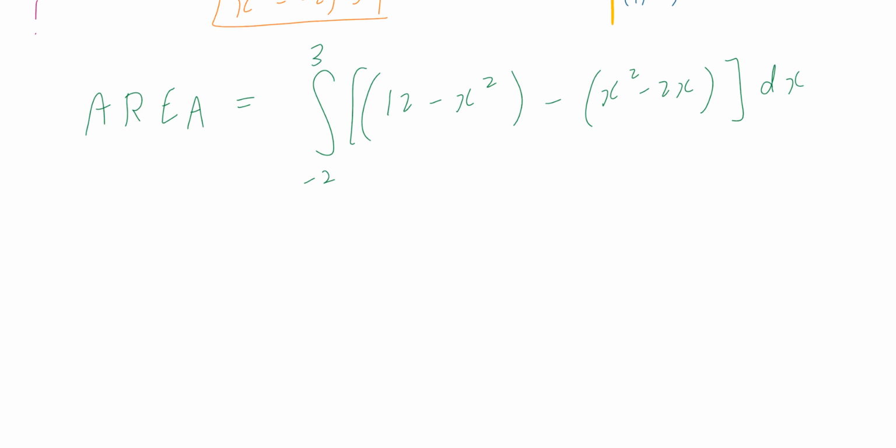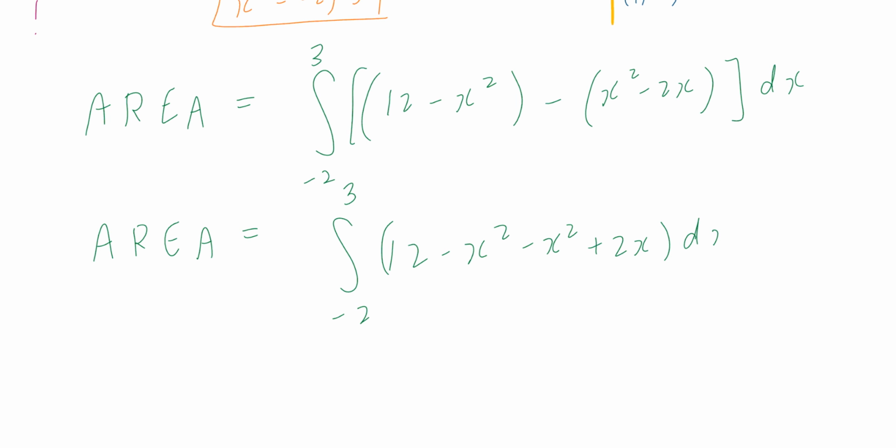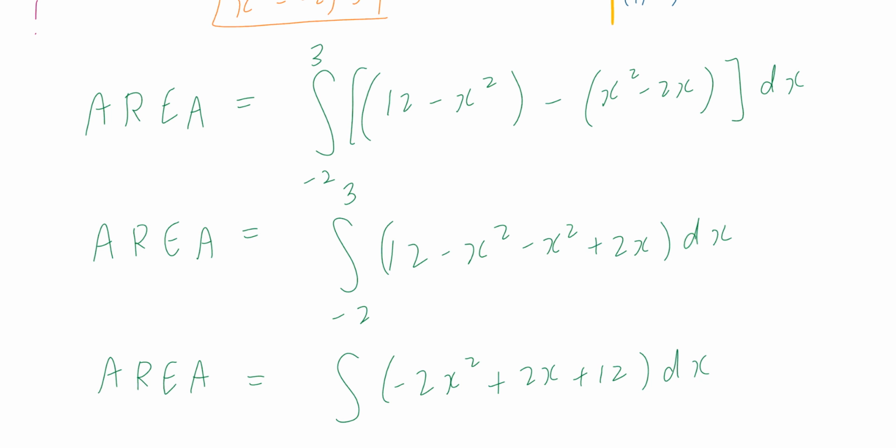Now, let's keep going. Area equals the integration of, and I'm going to clean this up a little bit, 12 minus x squared plus 2x in brackets. You're going to take the antiderivative with respect to x. Let's clean this up a little bit more. I'm going to bring -2x² to the front. I'm going to copy 2x and positive 12. Now, you don't have to rearrange it like I am. It's still going to work either way.